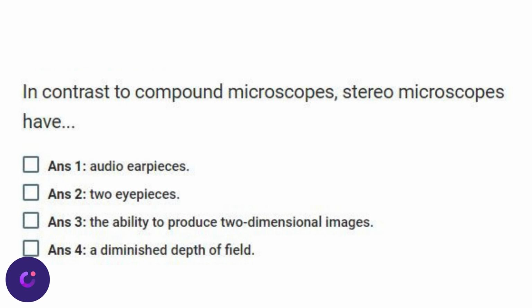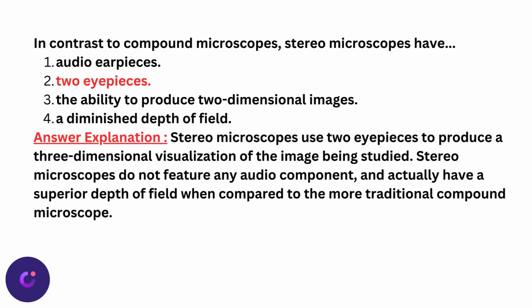In contrast to compound microscopes, stereo microscopes have two eyepieces. Stereo microscopes use two eyepieces to produce a three-dimensional visualization of the image being studied. Stereo microscopes do not feature any audio component and actually have a superior depth of field when compared to the traditional compound microscopes.